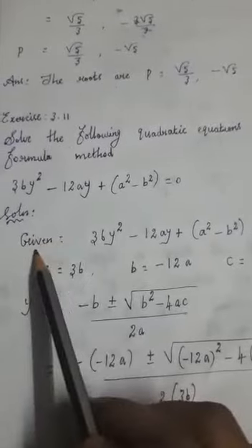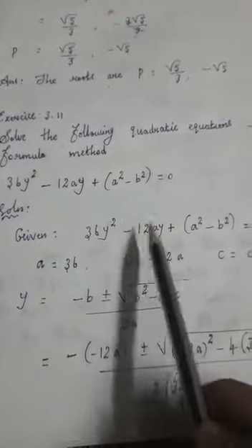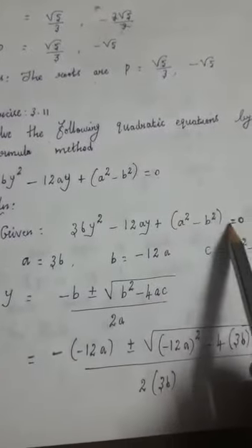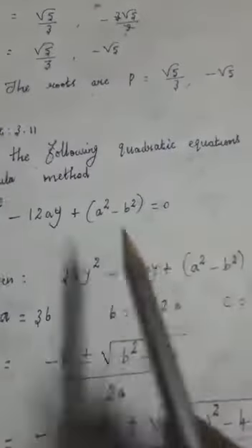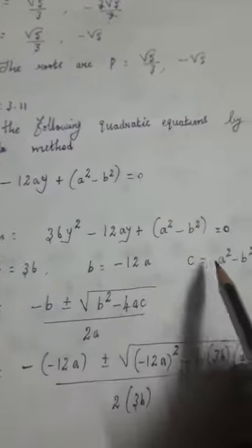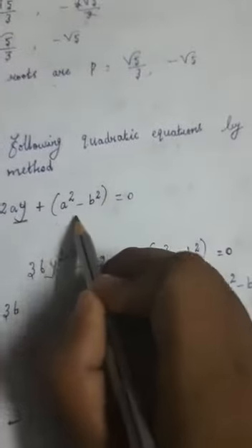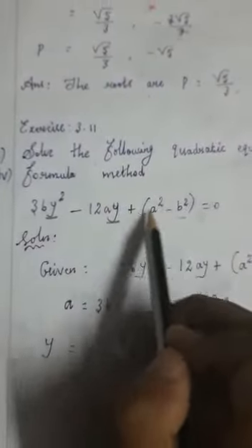First you have to write the given equation, that is 36y square minus 12ay plus a square minus b square is equal to 0. See here, while writing the coefficients correctly, you have to write the a value, b value and the c value. So here y square, here y, this is the constant term. Did you understand or not? So y square, y, and this is the constant term.